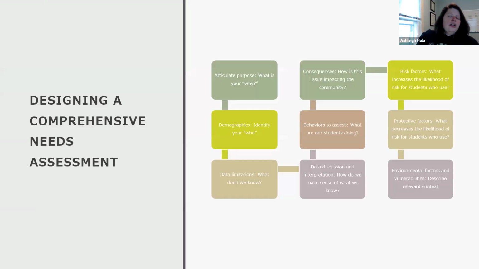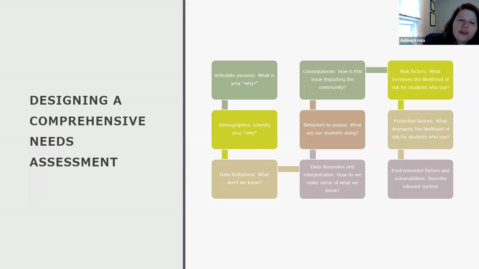All right. So what does the needs assessment look like? Nine easy steps here for you. The first piece is that we articulate a purpose. Why are you doing a needs assessment? What are you trying to answer? What are the questions? And again, maybe this ties back to our vision and our aspirations, right? Why are we doing this?